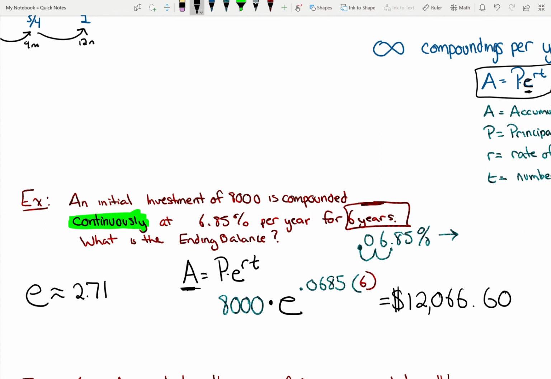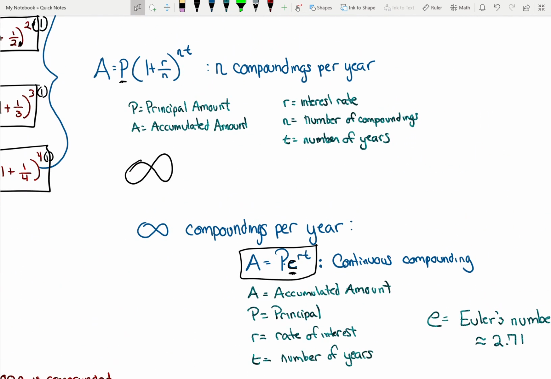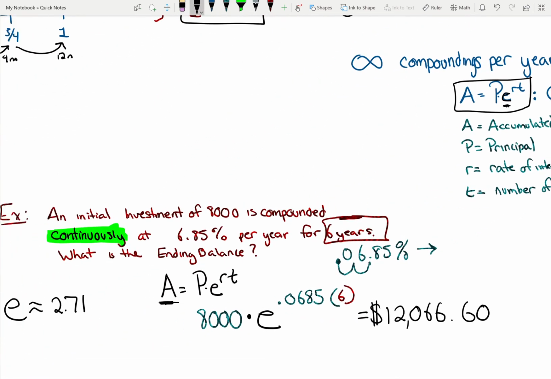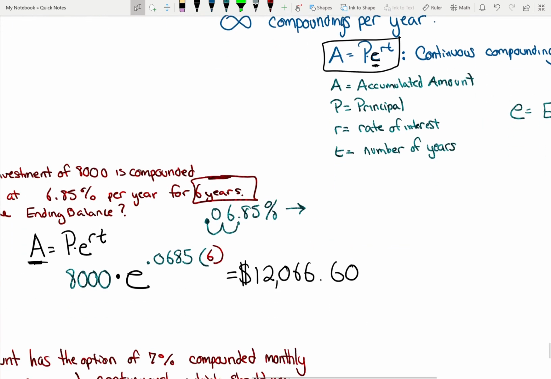All right, so that was very straightforward. The only hard part of this problem was identifying which of these two formulas we should be using. Is it the n compounding one or the continuous compounding one? Because the word continuously was in there, we decided to use the second one, which was the right choice.